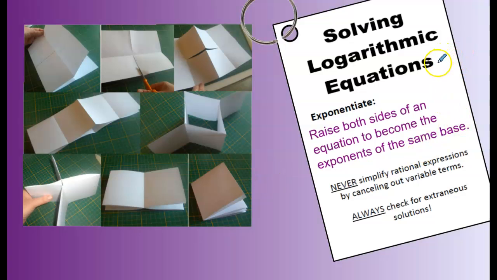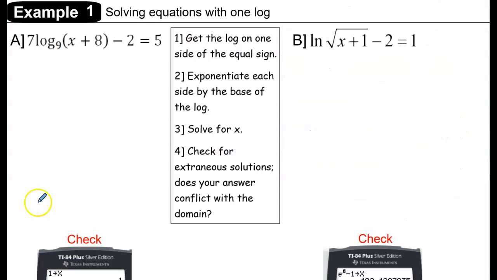Okay, when solving log equations, we're going to use a process called exponentiating. To exponentiate means to raise both sides of an equation to become the exponents of the same base. So in this first example, before we can exponentiate, we need to first isolate this log base 9 of the quantity x plus 8 on one side of the equal sign.